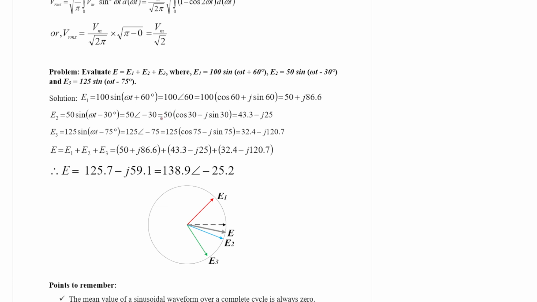Evaluate E1 plus E2 plus E3. Some EMFs are there. E1 is written as 100 sin omega t plus 60 degrees. From the phasor notation, we can represent this with 100 as the magnitude, where sin omega t is the reference. Now it is representing plus 60 degrees, which means it is a leading phasor. So we can simply write E1 is equal to 100 angle 60 degrees.